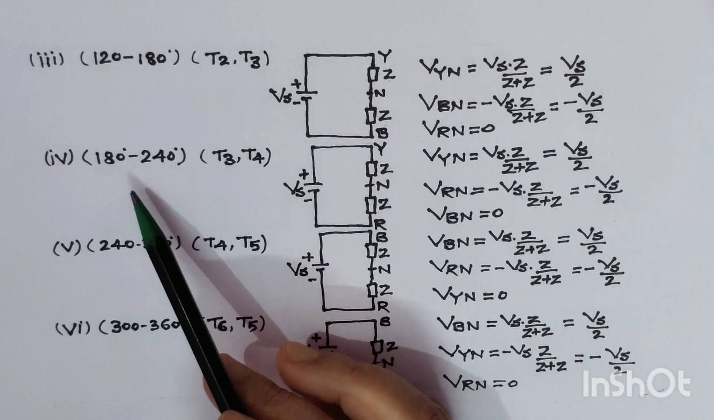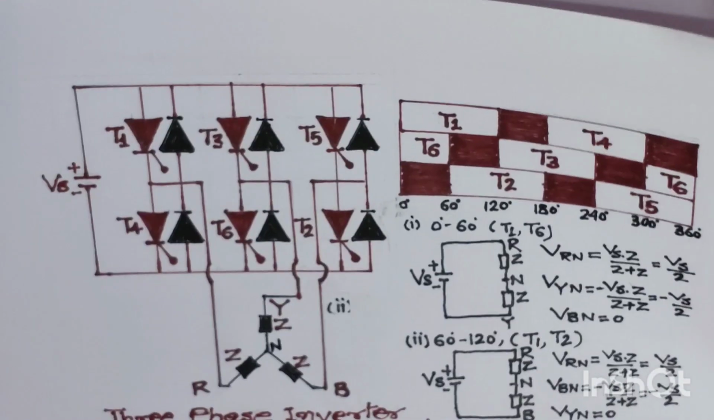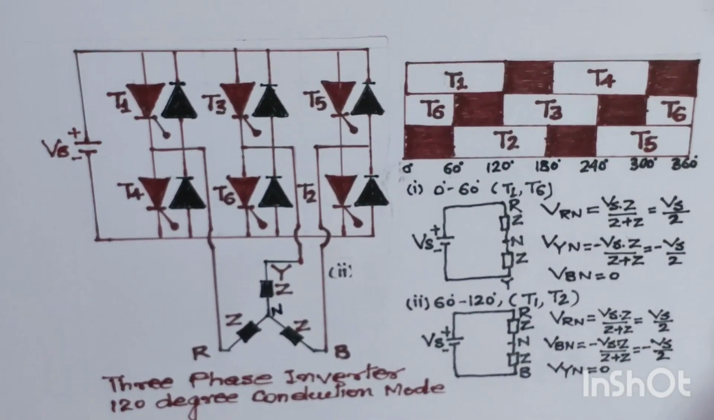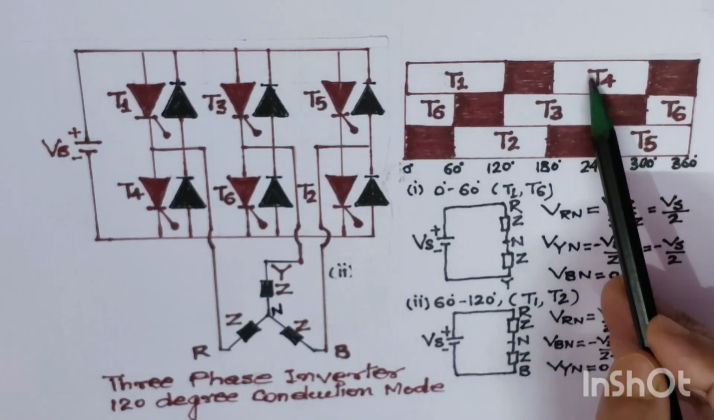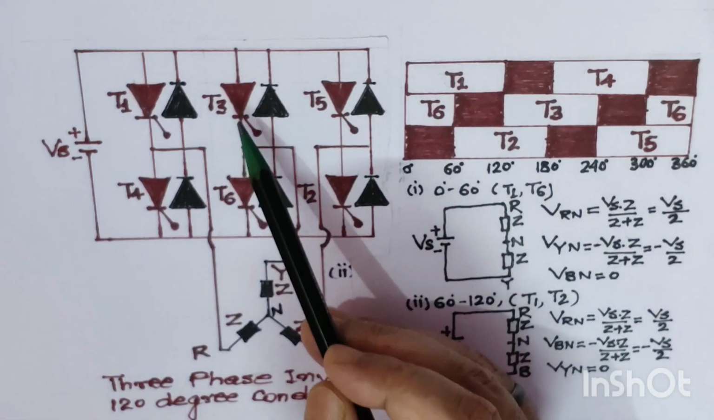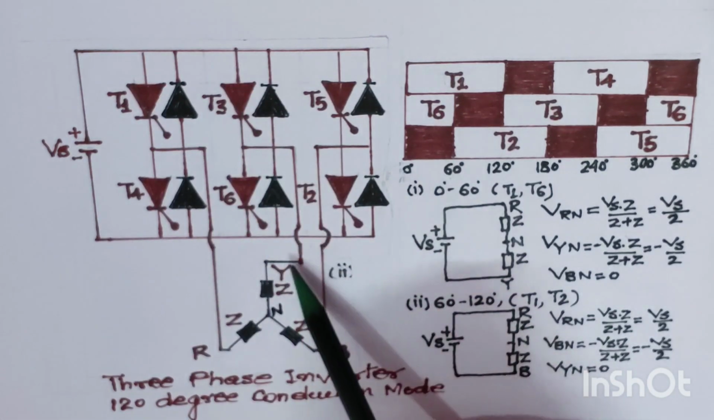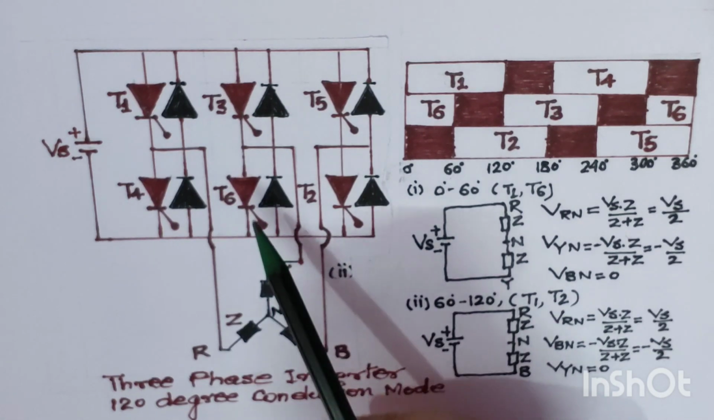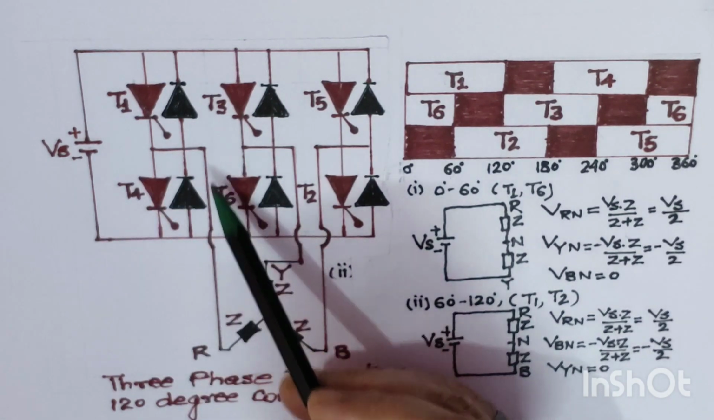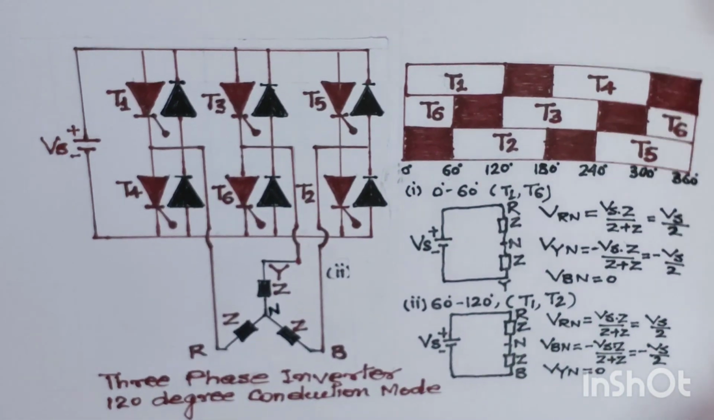In the fourth interval, we have a conduction between 180 degree to 240 degree, where thyristors T3 and T4 are conducting. So where is T3? T3 is connected from the positive side to the Y phase, and this is correct. Then T4 is connected with the negative side and the R phase. Now we will draw the equivalent circuits.